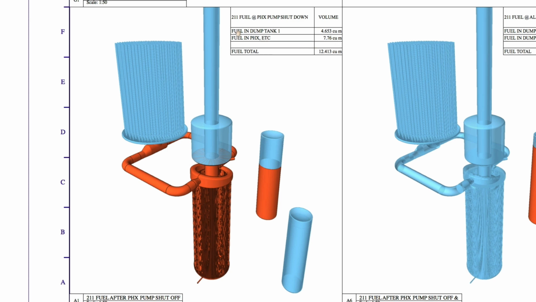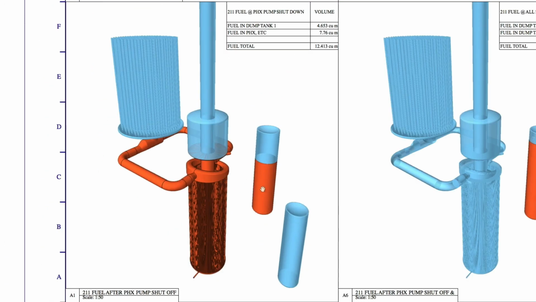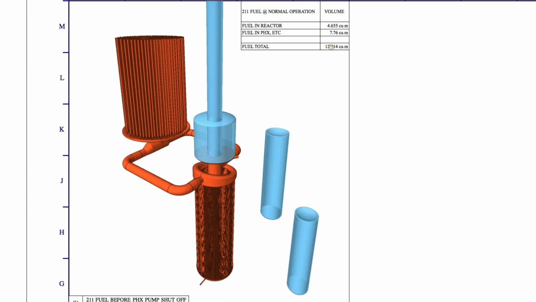So we see here that the fuel in dump tank number 1, this orange right here, is 4.6, which is the same as it was in this reactor here, including these discs down here, 4.6. So it can hold the volume. Then over here, we have the complete system drained and both dump tanks filled, which totals 12.5 cubic meters, which matches this 12.5 cubic meters when it's running.